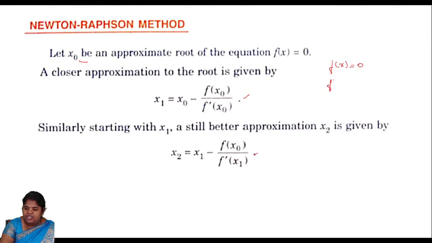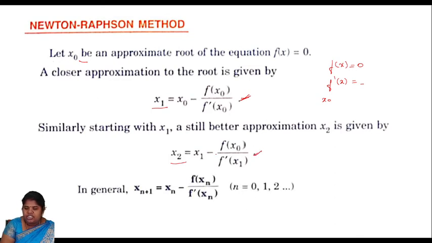We differentiate this f of x, we get f dash of x. After finding f of x and f dash of x, we take the approximate value as x naught and substitute in this first expression, we get x1. Now substituting x1 in this expression, we get x2. Similarly, the procedure goes on.